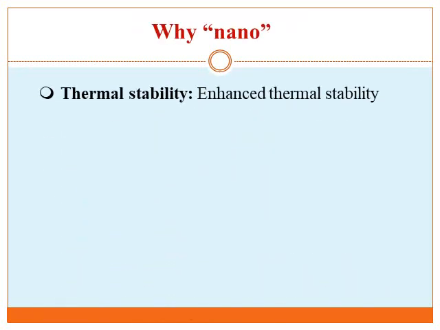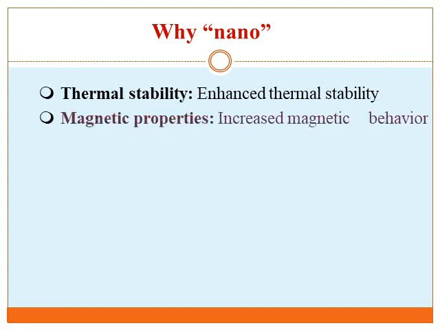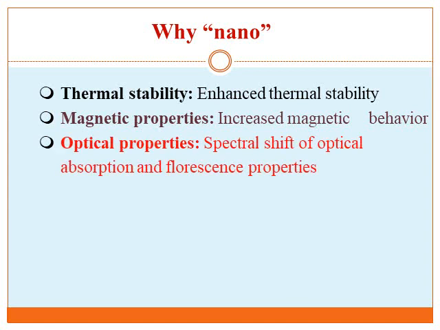Now, thermal stability. You find very enhanced thermal stability of a few metals, especially in the nano state. Magnetic properties: increased magnetic behavior. Optical properties: you will find different emission and absorption bands. Spectral shifts of optical absorption, fluorescence, chemiluminescence, and phosphorescence can easily be observed for materials which do not possess any of these optical properties in the bulk state. When reduced to the nano state, you can find enhanced optical properties.